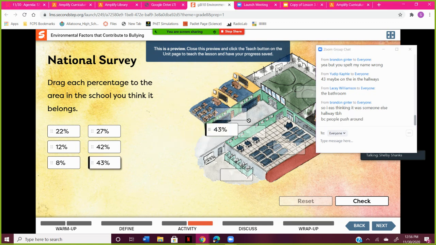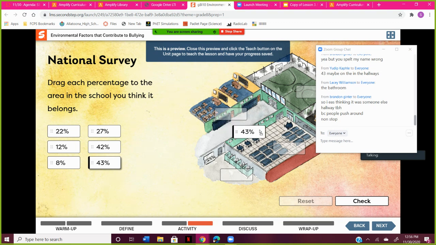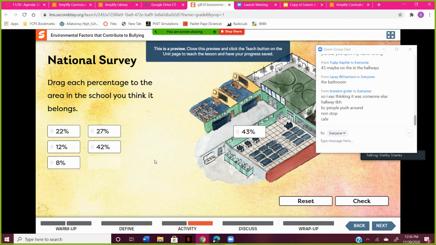All right, now there's one. I think this is the hallway one. All right, now we have a 42%. We've got the classroom, the cafeteria, the bathroom, basketball courts, or where the buses are. Okay, I see cafeteria or bathroom. Where's the next highest one, we think?